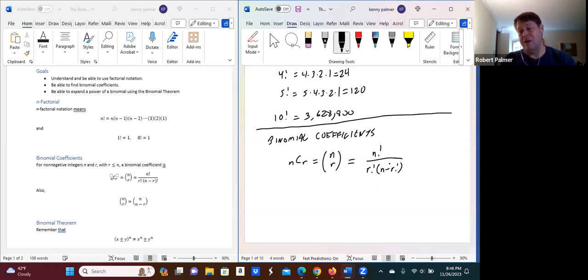Okay, so what we're doing is learning a new notation. So when you recognize this or this, you'll know what that means. Okay, so let's do a few examples, just to show how this works.